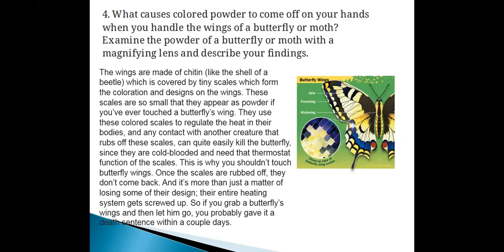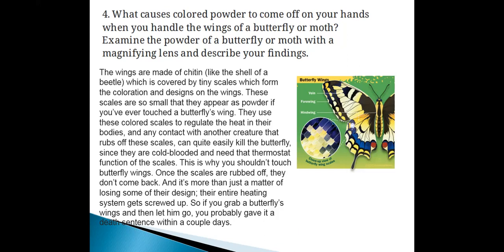So one more important thing is, when you hold a butterfly on your palm, you can feel some powdery thing which sticks to your hand. These are nothing but the chitins, the tiny scales which give the color to the wings. And these scales are so small that they appear as powder.